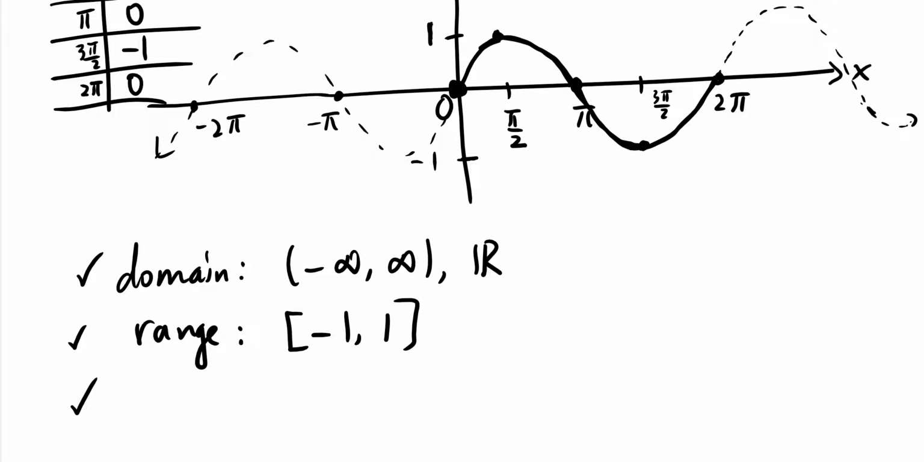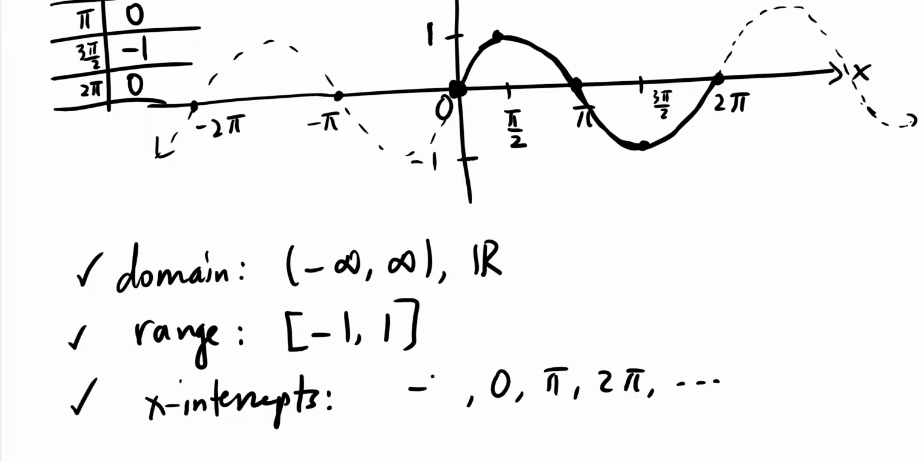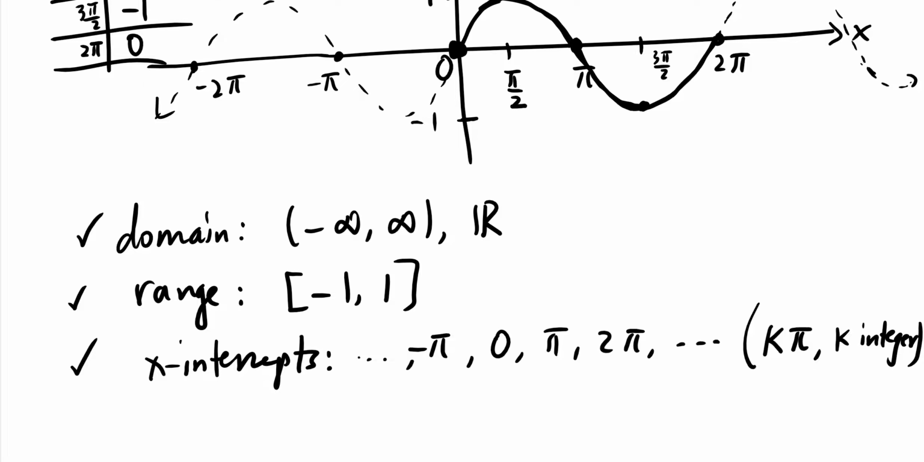We can find the x-intercepts. I see 0 is one of them, pi, 2 pi, negative pi, negative 2 pi. In general, you can say it's at k pi, where k is an integer. What about the y-intercept? The y-intercept is only one point, 0, 0.